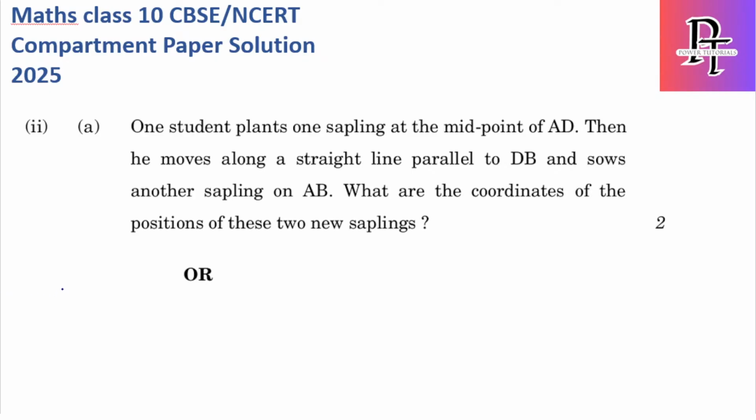Okay, here we have option one: a student plants one sampling at the midpoint of AD, then he moves along a straight line parallel to DB and plants another sampling on AB. What are the coordinates of the positions of these two samplings? But the parallel condition, I don't think it is in the syllabus of class 10, but we can do it another way. I will help you solve it. But let's move to the B part first, and then we'll come back to the A part.